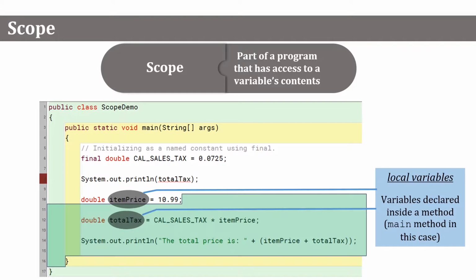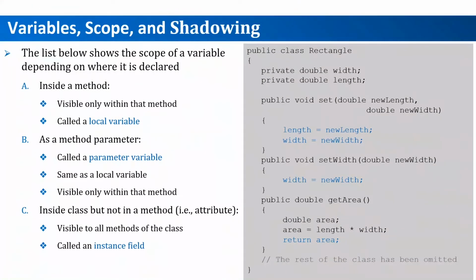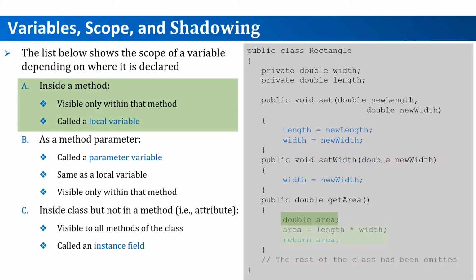Now that we know how to write a class, we want to expand our understanding of the scope within a class, not just the method of the class. This is the Rectangle class with a few of its methods: the set, setWidth, and getArea methods. The first type of scope that we will discuss is the one that we are familiar with, the local variables of a method. In the getArea method, the area variable is declared within the method, and that's why it's called a local variable. The scope of the area local variable extends to the end of the getArea method.